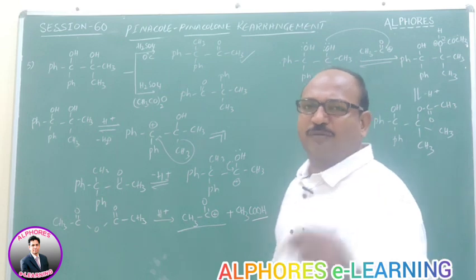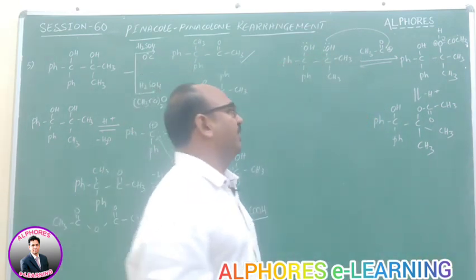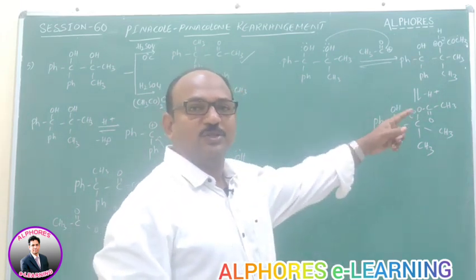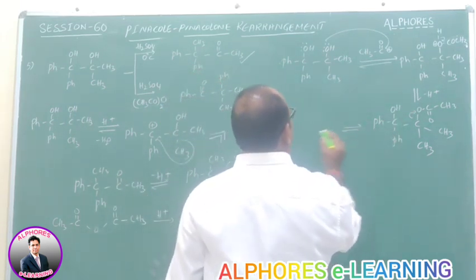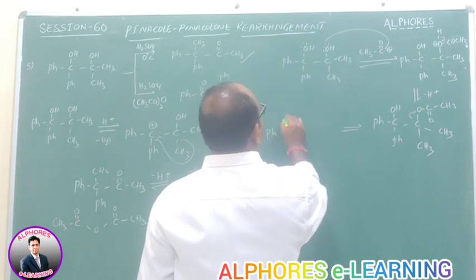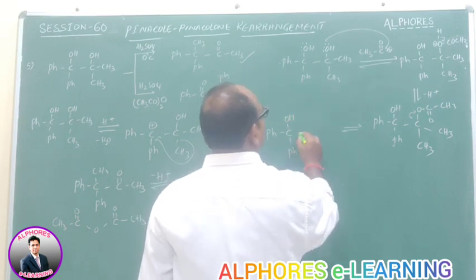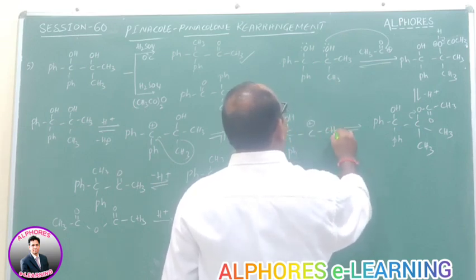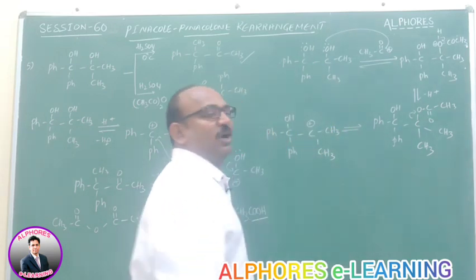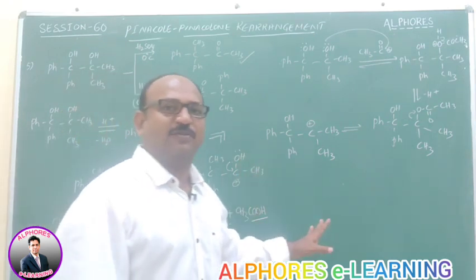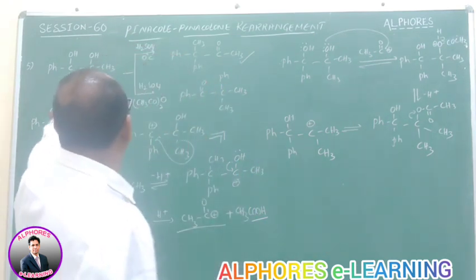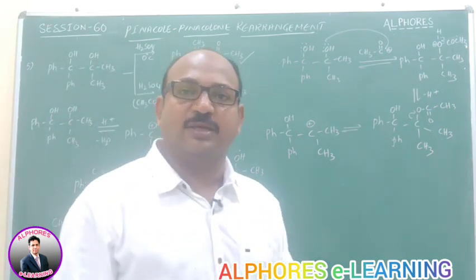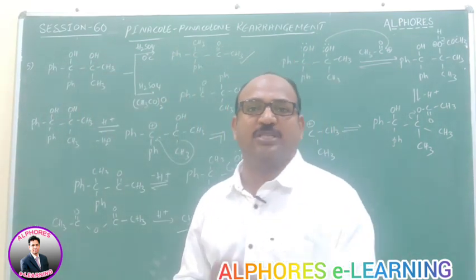Now out of OH and OCOCH3, this OCOCH3 is a good leaving group. That means what happened here, product? Ph, COH, Ph, C, and here a carbocation, then CH3. Hope you got the point here. Formation of the carbocation in the first case: the carbon containing phenyl groups carries the positive charge, and we learned that the carbocation at that carbon is more stable.